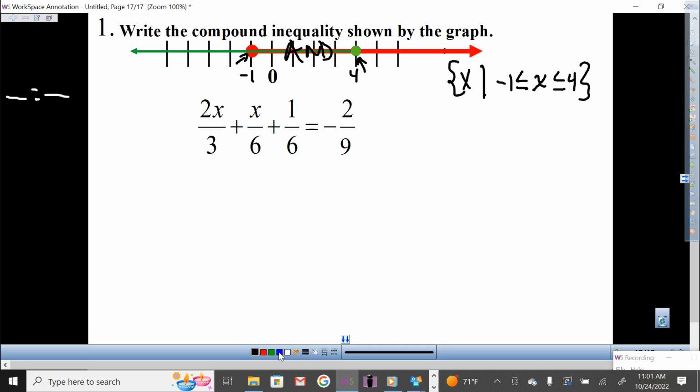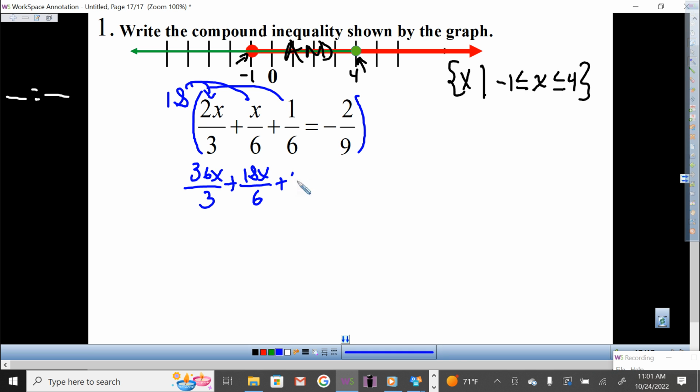I need to multiply the entire equation times the common denominator. What's our common denominator for 3, 6, and 9? Tell your neighbor, common denominator for 3, 6, and 9. Yes, 18. So we distribute that here. 18 times 2x is 36x over 3 plus 18 times x, that's 18x over 6 plus 18 times 1 is 18 over 6. And 18 times -2, that's negative 36 over 9.